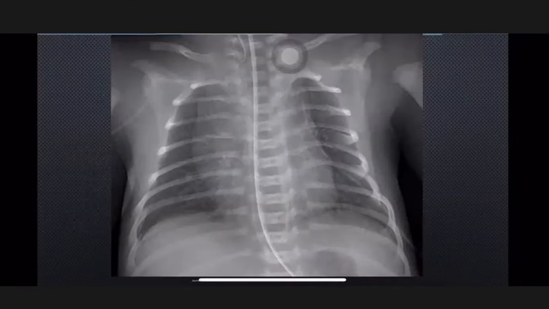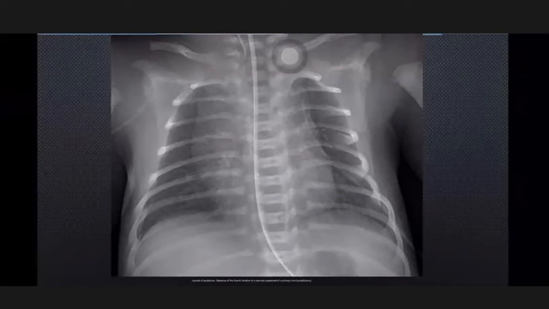So one example from the Journal of Pediatrics is this case of a 33-week-old male who presented with respiratory distress and fever after the birth, with a mother experiencing an acute diarrheal illness.